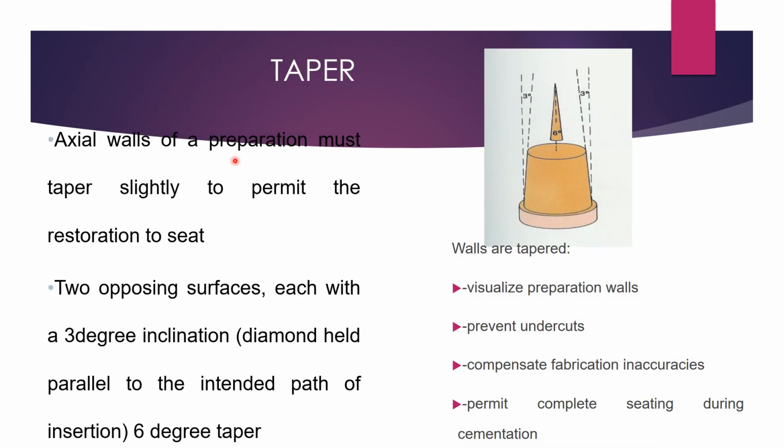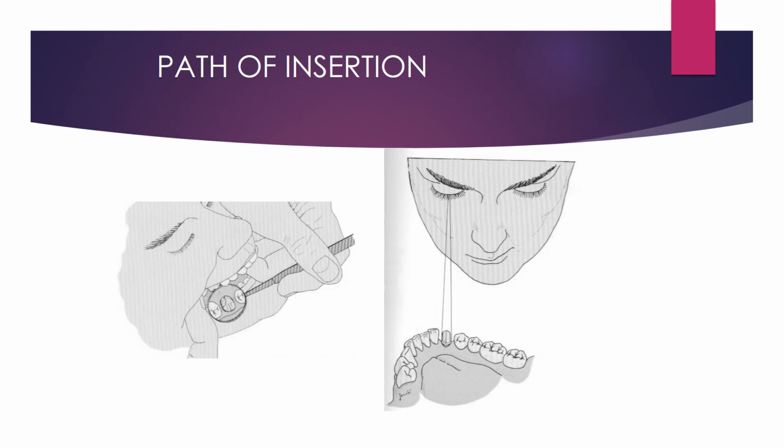Axial walls of the preparation must be tapered slightly to permit the restoration to seat, like I just discussed. Two opposing surfaces, each should have a 3-degree inclination. And total is 6 degrees. So this is the taper which we were talking about. So visualize the preparation wall. We should be able to visualize it. It prevents undercuts, compensates for fabrication inaccuracies and permits complete seating during cementing, right?